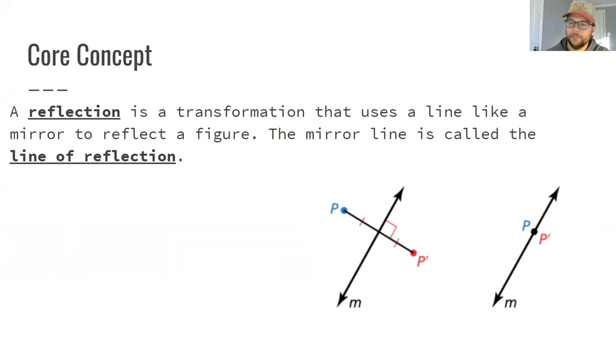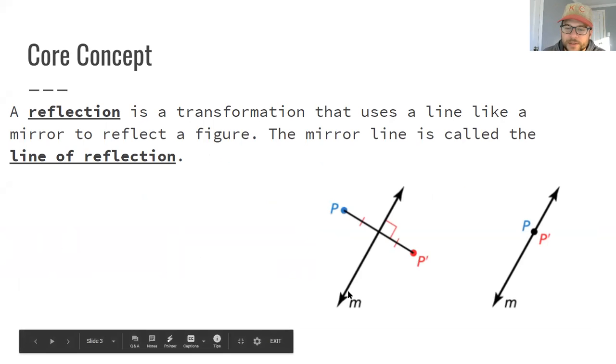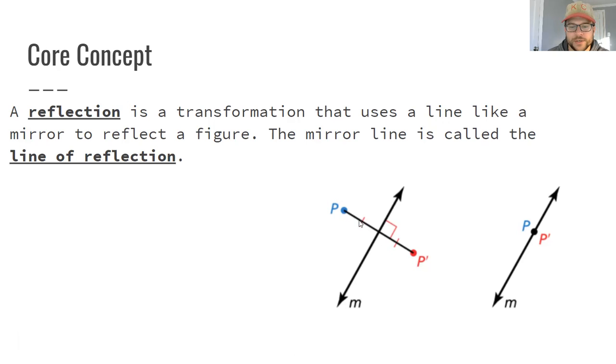So a reflection is a transformation that uses a line like a mirror to reflect a figure. That mirror line is called the line of reflection. In this diagram down below, this line M is considered your line of reflection. And similar to translations, when we had our pre-image that doesn't have any of the dashes, and your image that does have the dash, you're starting with the pre-image of the blue, and you are reflecting across this line of reflection M to get your image P prime.